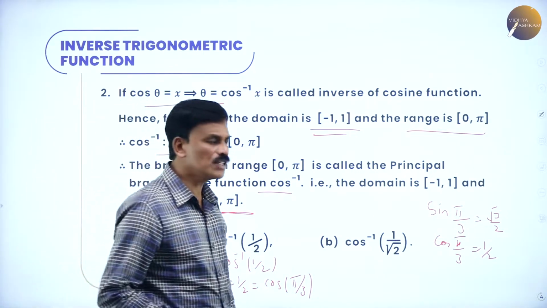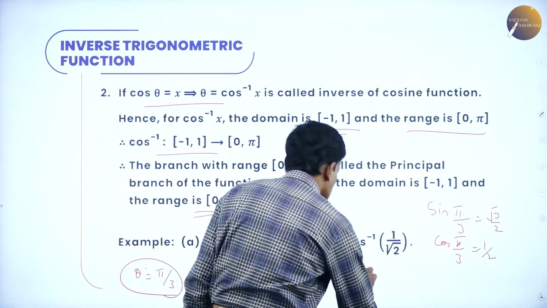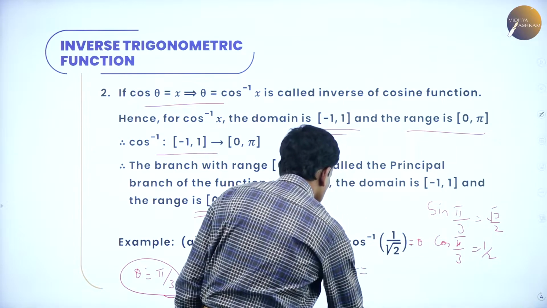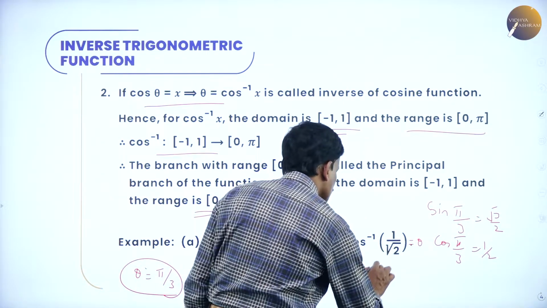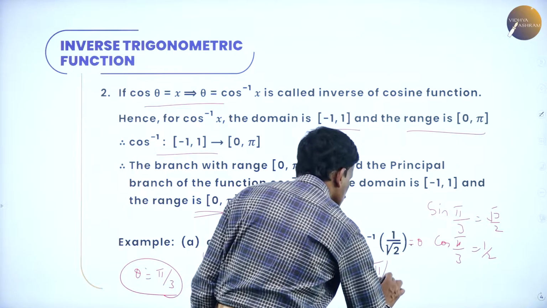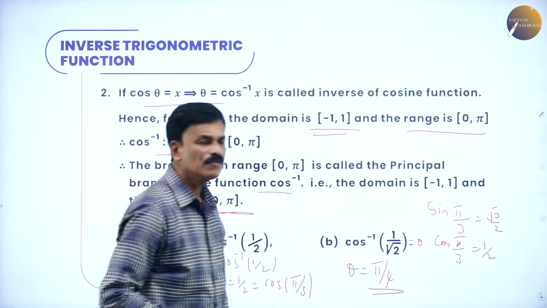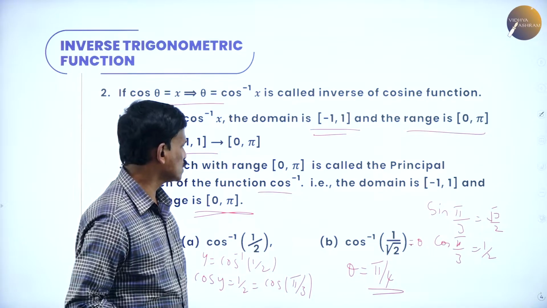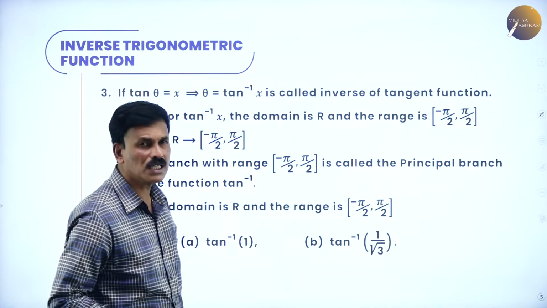Similarly, for cos inverse 1 by root 2, for example, if this is theta, then cos theta is equal to 1 by root 2, which implies theta is equal to pi by 4, because the value of cos pi by 4 is 1 by root 2. That's it, right? Now, let us come to the next one.